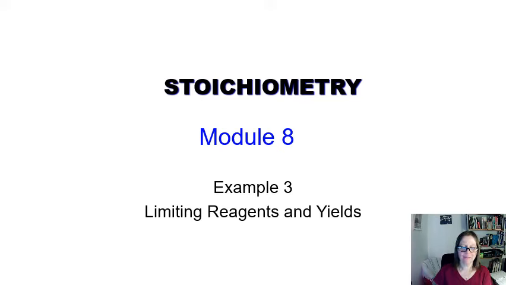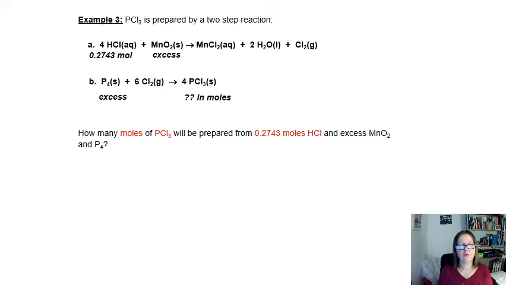Hello students! So we are continuing today on stoichiometry, module number 8. We are going to take up example number 3 and we are going to talk about limiting reagents and yields. Okay, example 3. It's getting a little bit more complicated.